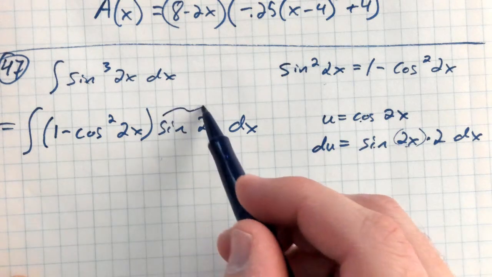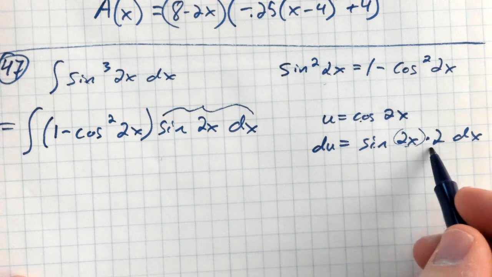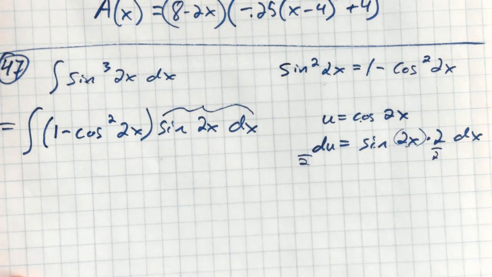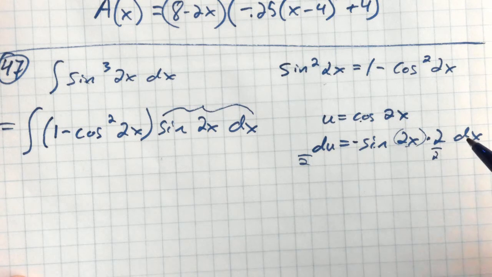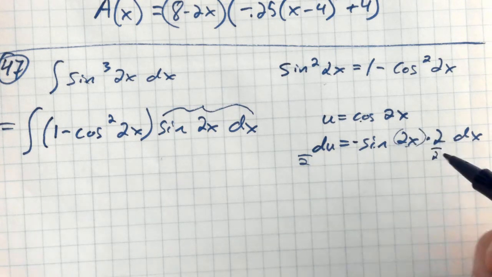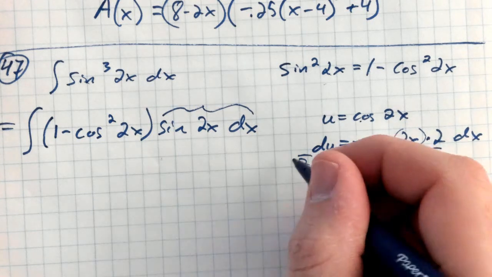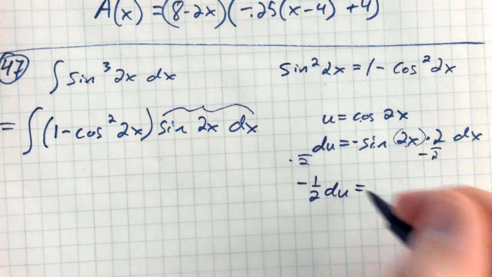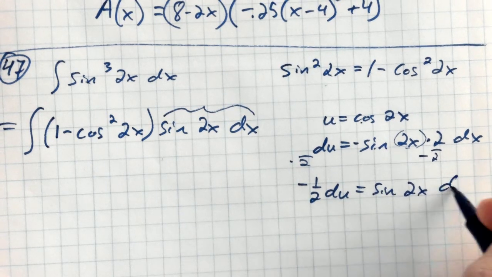All right, so this is close. Notice here I have sine of 2x dx, but over here I have this factor of 2. The way we handle that is we just slide that 2 over to the other side. Yes, thank you. Good catch. So I'm going to move a negative 2 over, actually. So I end up with this. Negative 1/2 du is equal to sine of 2x dx.